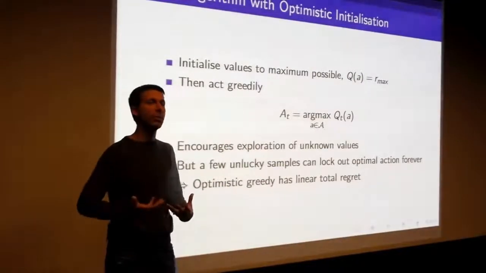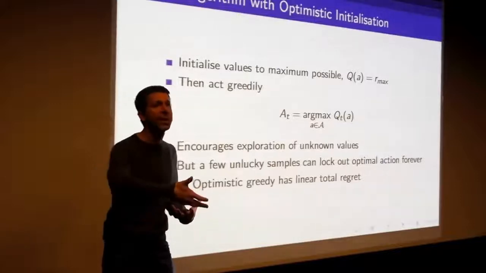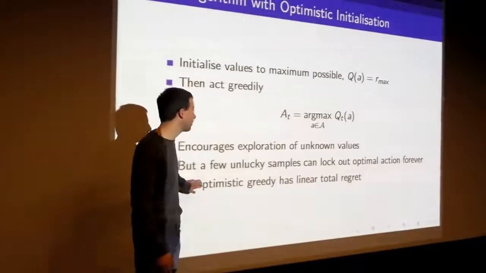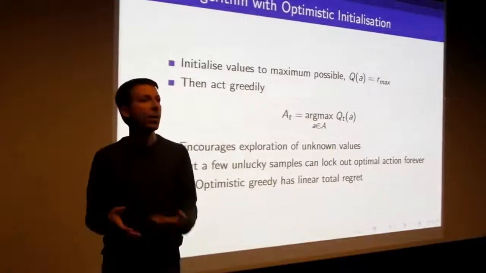So we want to find algorithms where we make fewer mistakes over time. That's really all this is saying. We want to find algorithms that make fewer mistakes as you get more experience.